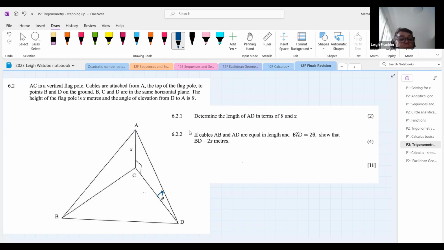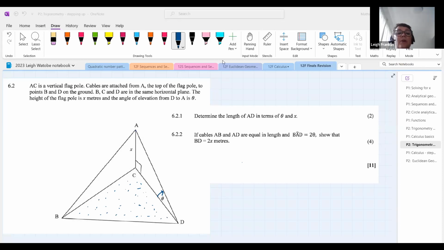Okay, so remember BCD, so I'm just putting blue dots on it. This is in the horizontal plane. And AC is our flagpole.